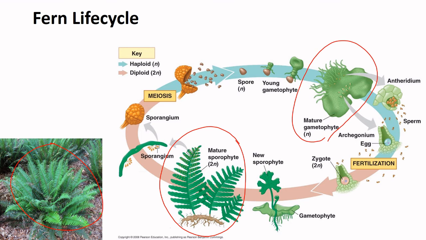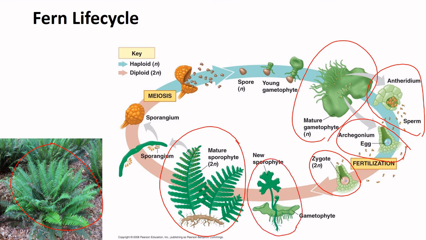Similar to mosses, the sperm are produced in a structure called the antheridium, and the sperm are dispersed through water. They will swim towards and fertilize the egg cell. Again, similar to mosses, the egg cells are produced in the structure called an archegonium, and upon fertilization, a diploid zygote is formed. This zygote will develop within the archegonium, eventually giving rise to a new sporophyte. This sporophyte is thus attached to the gametophyte.